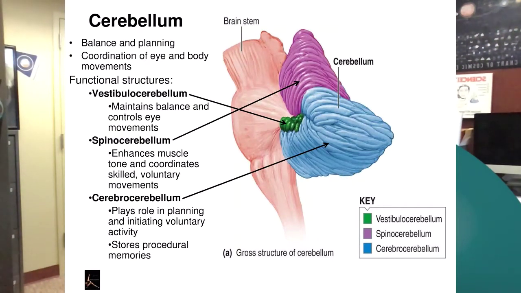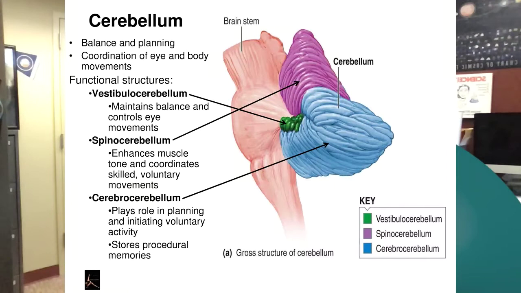You can think of it as middle management, right? So it's kind of comparing the intentions of what you want to do coming from the motor cortex, and then just coordinates all of that for you, right? So for example, when you walk, that's a voluntary movement, but you don't consciously think about each step. So that's the cerebellum helping you with that.